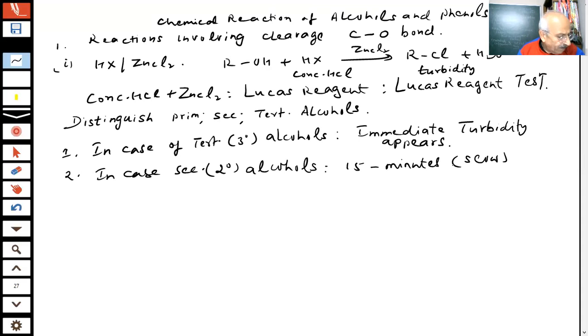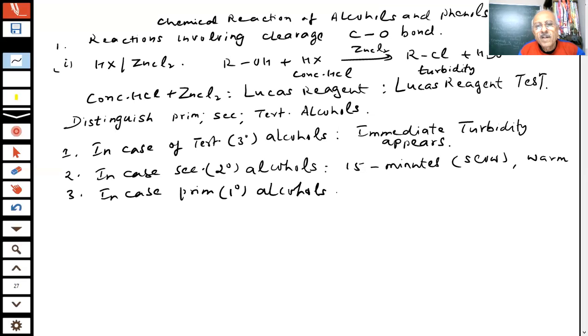And turbidity will appear only after some period of time. You may have to wait a little bit. And in the case of primary or 1 degree alcohols, no turbidity will appear at room temperature. No turbidity at room temperature. So we can distinguish the three types of alcohol.